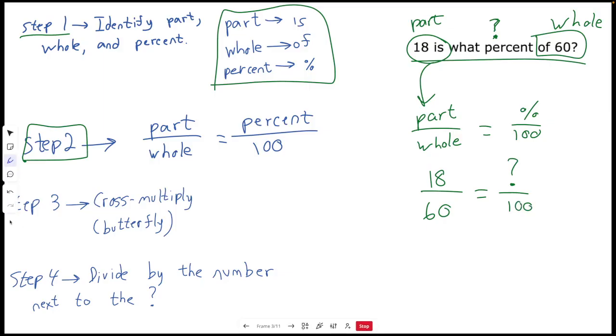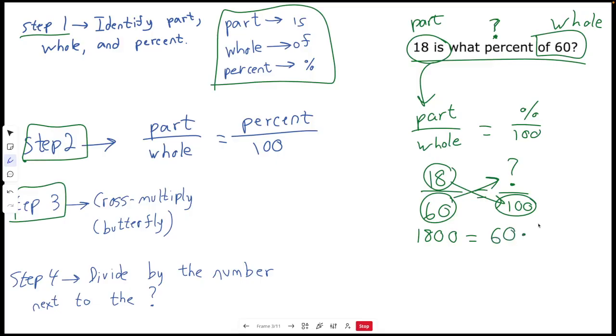Step three, cross multiply. I've heard some students say this is the butterfly. Okay, so cross multiply just means you take this 18 and you multiply across times 100. 18 times 100 is 1,800 equals, and then you take this 60 and you multiply it by the question mark, which sounds weird, but we're just going to put 60 times the question mark. All right, step three is done.